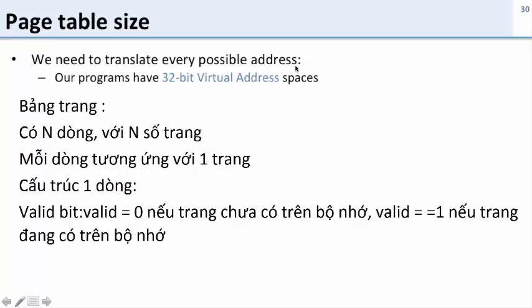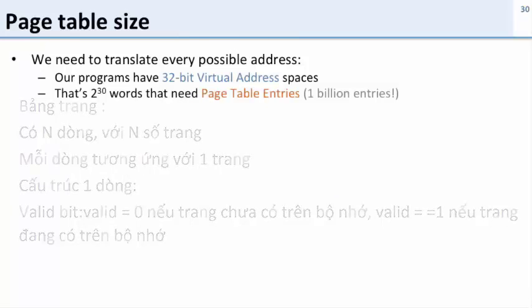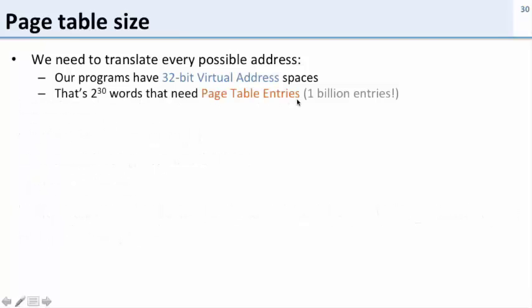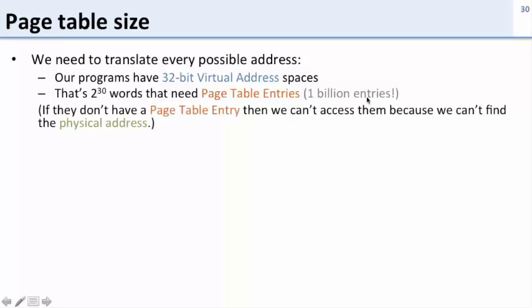So we need to translate every address. Our programs have a 32-bit virtual address space, and we have to be able to access everything in it, or the programs can't use all their address space. So it's 2 to the 30 words that need page table entries. If we have one entry for every word, it's 1 billion entries. That's way too many entries.